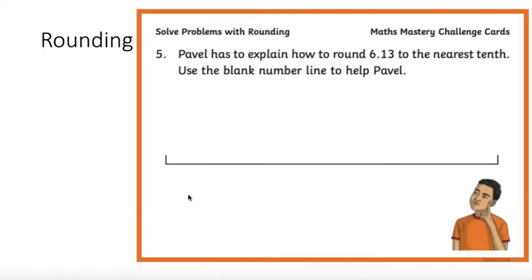This is your problem to explain. I'll read it out for you together. Pavel has to explain how to round 6.13 to the nearest tenth. Use the blank number line to help Pavel. So you can draw yourself a blank number line in your book and explain how Pavel rounds his number 6.13 to the nearest tenth. Pause and work it out.